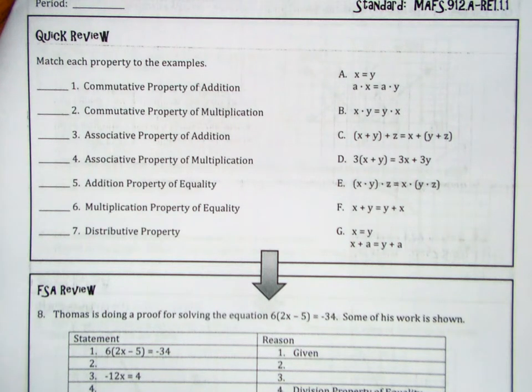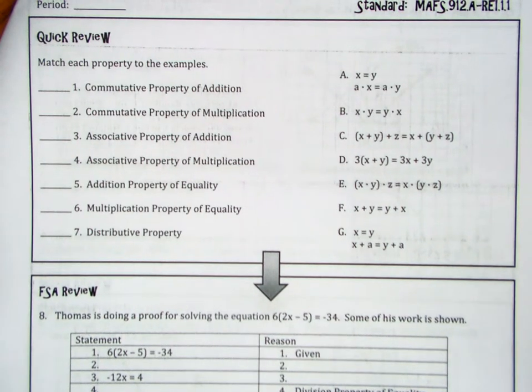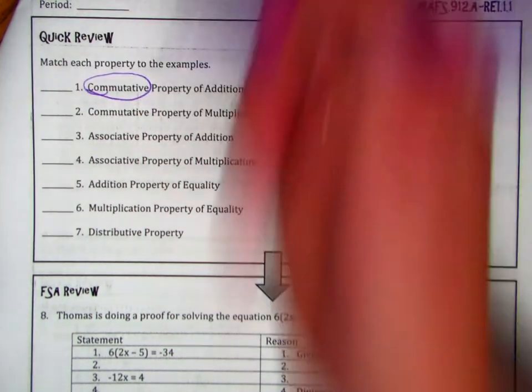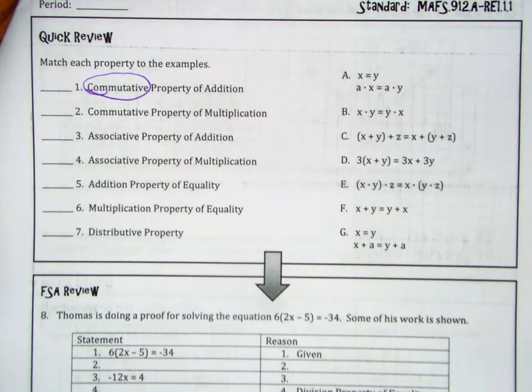Alright, so we're going to be looking at a review of the properties in algebra. Our first one is commutative. The way that I remember the commutative property, no matter if it's of addition or multiplication, is because when you commute, you move. So all you're doing with the commutative property of addition or multiplication is moving your variables or your numbers into a different position.